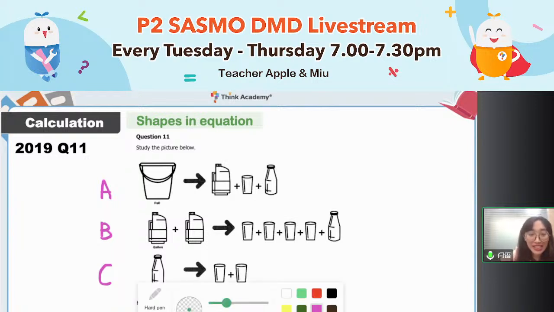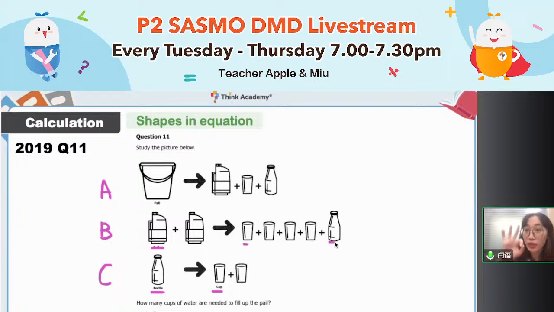Because you see, in equation C, we only have a bottle and cups, right? You only have 2 items. But what about in B? We have 1, 2, 3 different items. And in A, how many items? 1, 2, 3, 4. Okay, we need to start from the easier one. So we start from C. Now we can get, 1 bottle equals 2 cups. So then, try to replace 1 bottle with 2 cups.